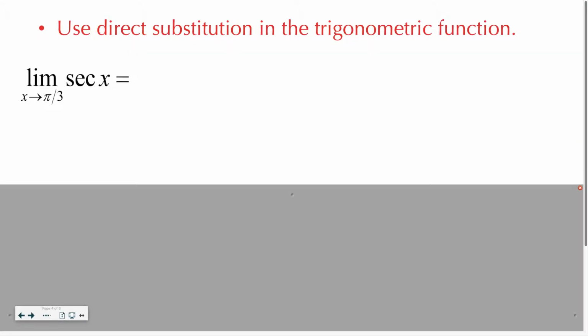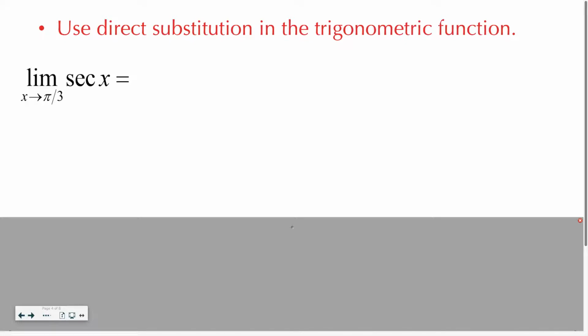You are always going to start with direct substitution when we're evaluating limits, even if they're trig. So the limit as x approaches pi over 3 of secant of x. If we use direct substitution, what is the secant of pi over 3? Is it 2? Somebody answer. Yes. Okay, got confirmation. Good.